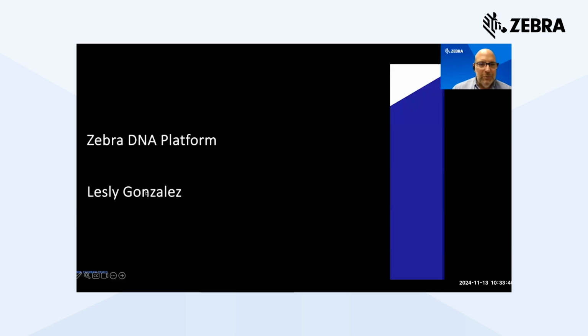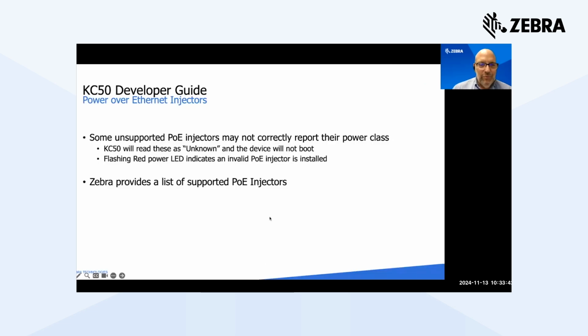You can go back real quick, I'm almost done. It'll flash red until it's injected. What we are doing is we're going to be providing a list of supported PoE injectors that we know have been tested by us and they do work. Okay, and that is the last of my section, and we're going to go back to Leslie to talk about mobility DNA.